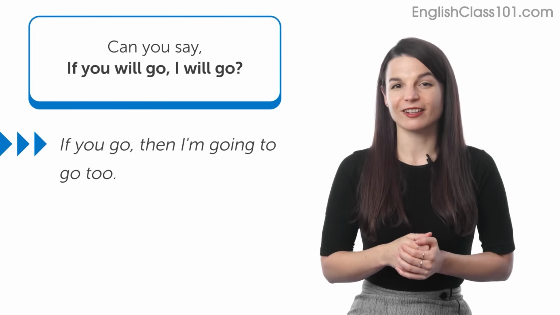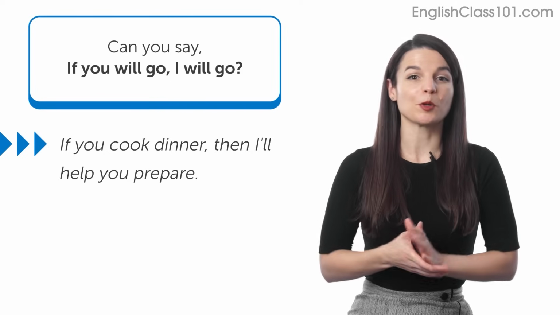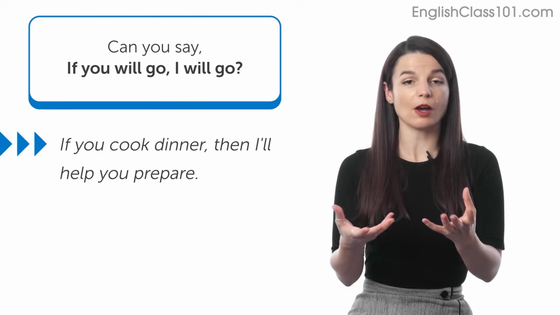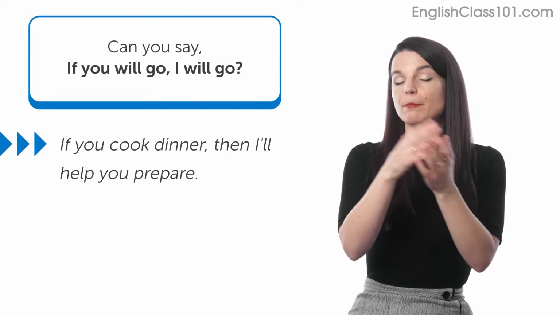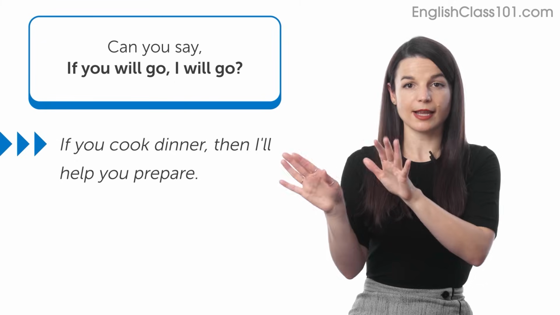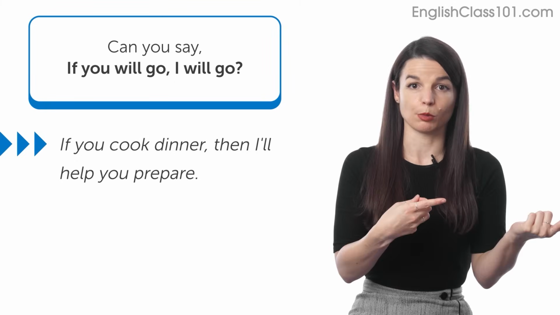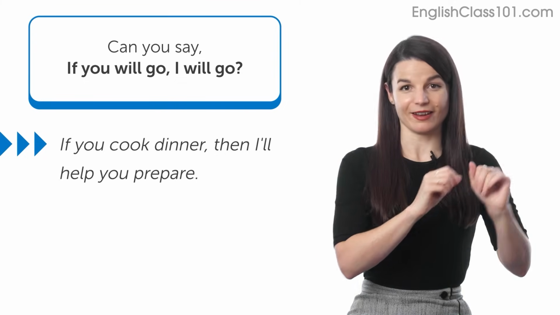Let's take a look at another example with a different verb. If you cook dinner, then I'll help you prepare. So in this sentence, we also have that future tense will at the end in the main clause, right? But we don't have it in the first clause, in the if clause here. So we shouldn't say, if you will cook dinner, I will help you prepare. We don't need to use will in both clauses, only in the main clause.